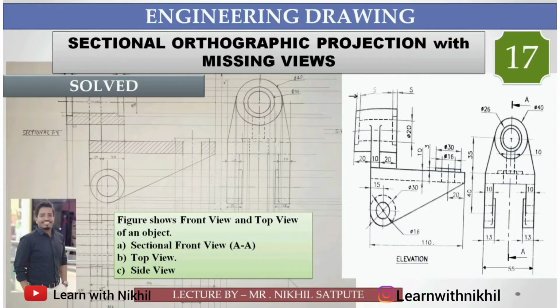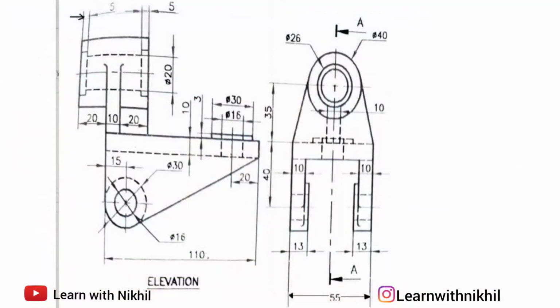So here we have taken another sum on sectional orthographic projection. Here we have been given the elevation, that is the front view, and the left hand side view. We have to find the sectional front view, side view and the top view.